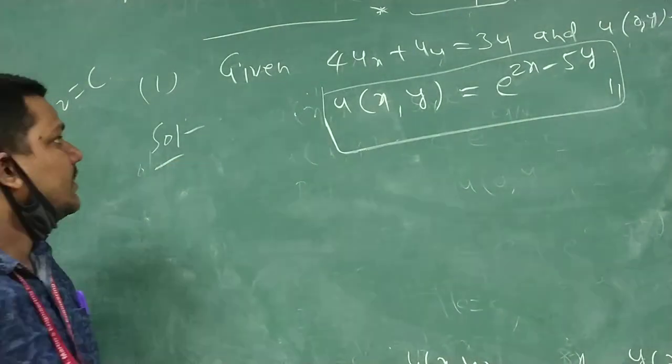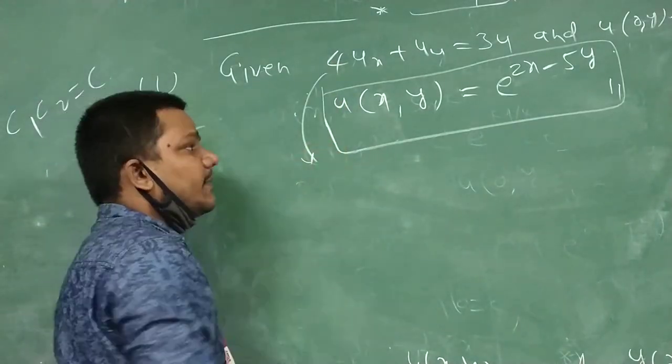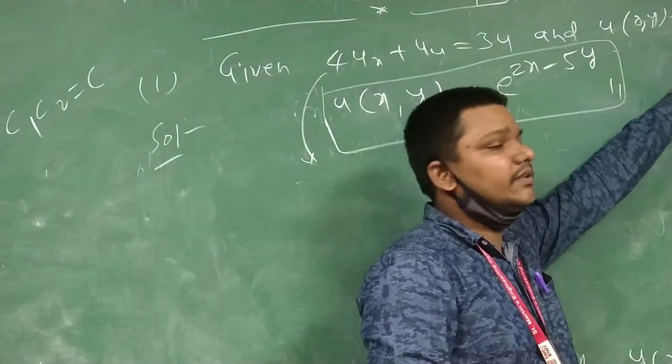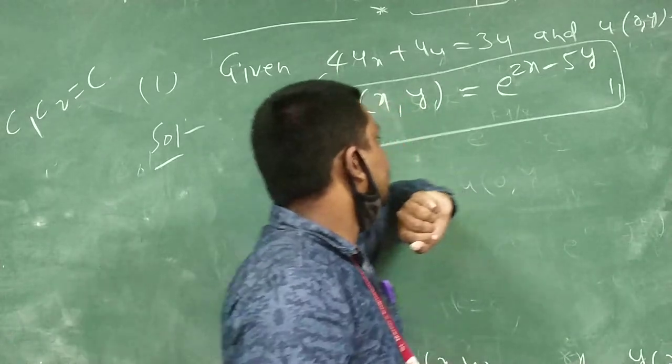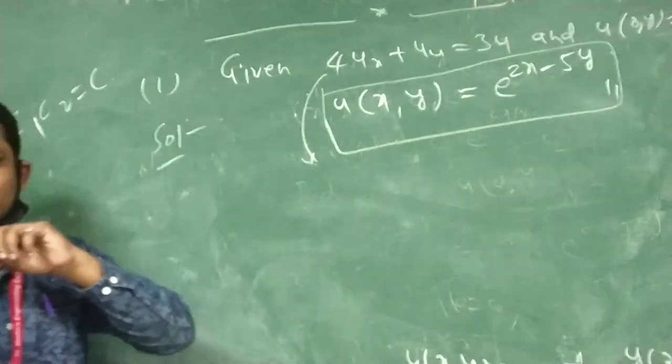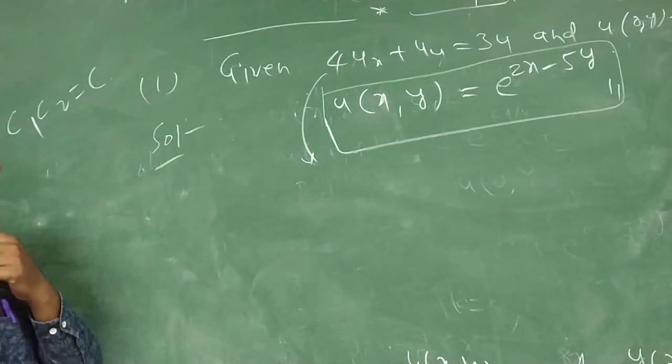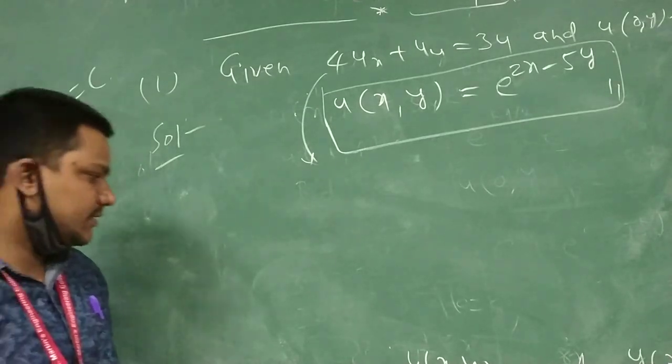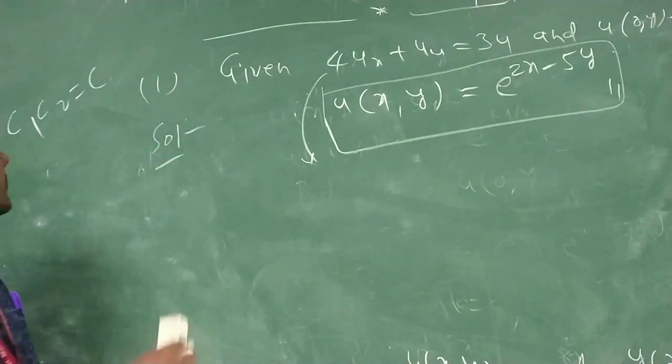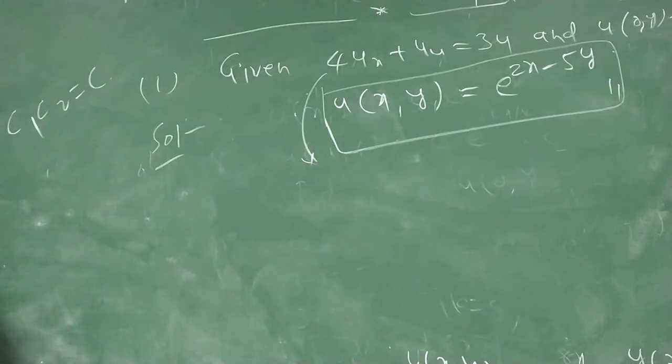minus 5y. So whenever one function and one condition are given to get the constant value in the question, here the general solution is u of x comma y is e power 2x minus 5y. Okay, so this is the concept of method of separation of variables in PDE.